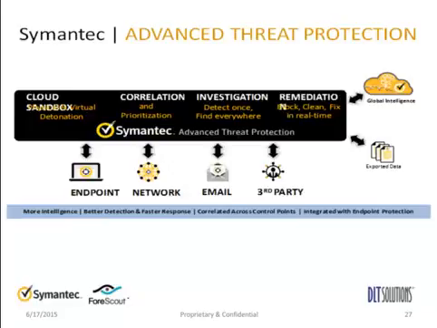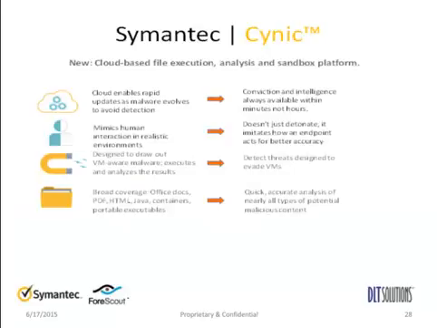There's Symantec Cynic, and Symantec Cynic is basically a cloud-based file execution, analysis, and sandbox platform. So let's say that you have a file and you want to know if it's malicious, and you run it through your traditional controls, your antivirus and your heuristics and things of that nature. That catches a lot of it. Then it goes through reputational services. Symantec has a great reputational service called Insight, which catches a lot of that. What about that 0.00% or whatever that number is of things that slip by those controls?